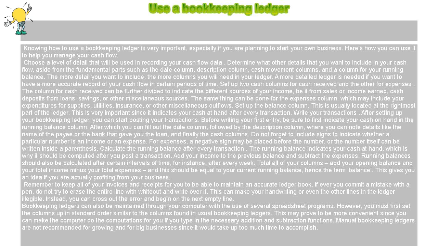Write your transactions. After setting up your bookkeeping ledger, you can start posting your transactions. Before writing your first entry, be sure to first indicate your cash on hand in the running balance column. After which you can fill out the date column, followed by the description column, where you can note details like the name of the payee or the bank that gave you the loan, and finally the cash columns.